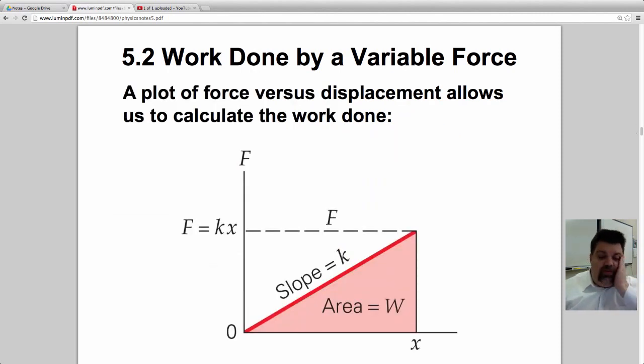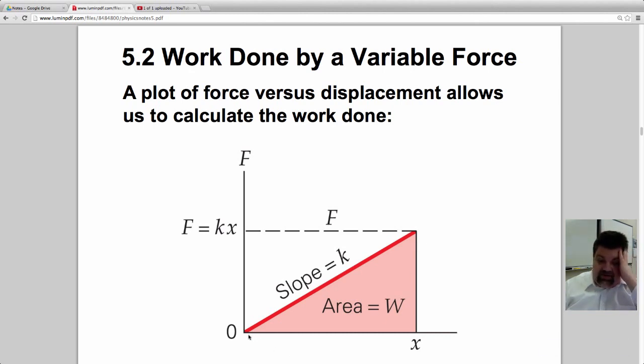Remember that work is equal to the force times the displacement, and the force on a spring, a variable force, is kx, or negative kx. So when you multiply the force, which is kx, times the displacement, we see here that the slope k is the increase of the force.